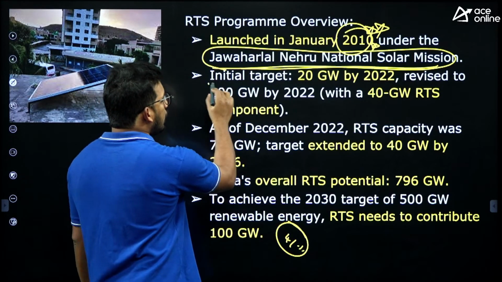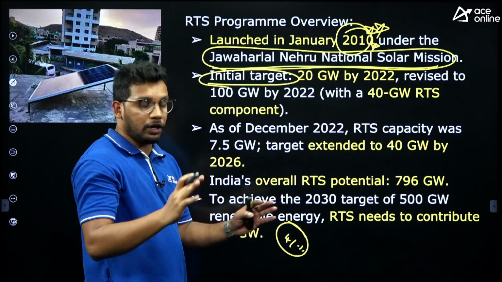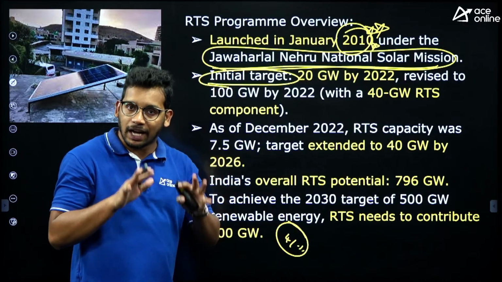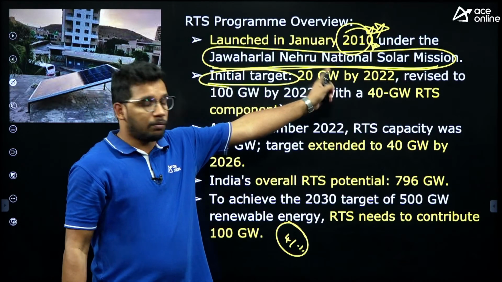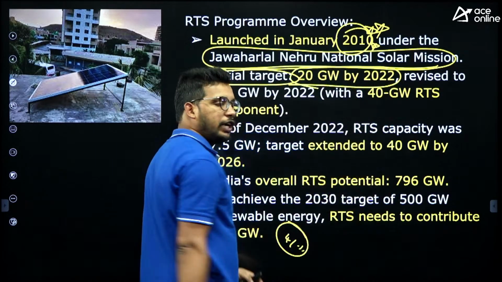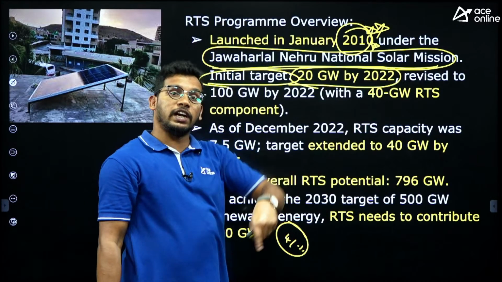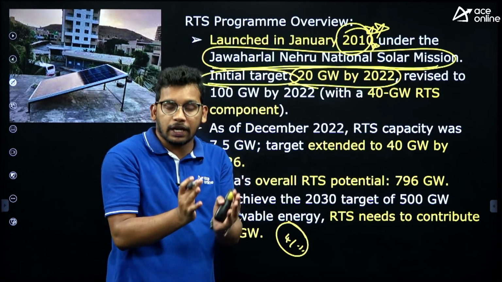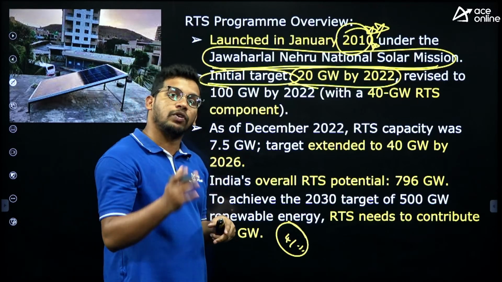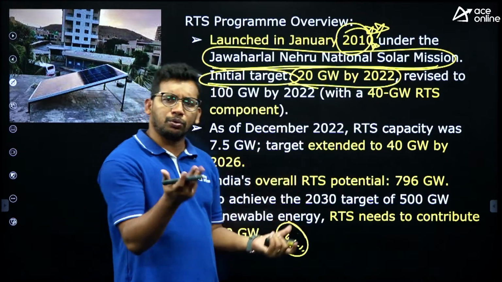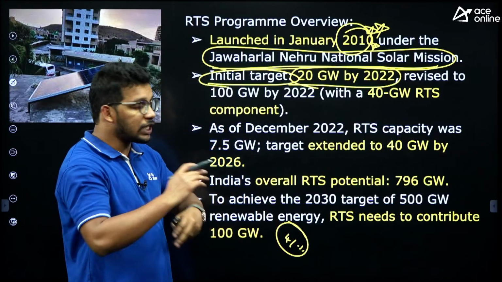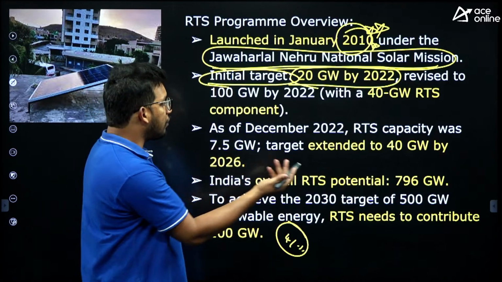Under that, the initial target we kept, not just for rooftop solar but the total solar energy, was 20 gigawatts by 2022. In 2010 itself, for the next 12 years, we kept the target as 20 gigawatts of solar energy by 2022, right? But later it was revised, because within 2 to 5 years we achieved this. So the government revised the target.